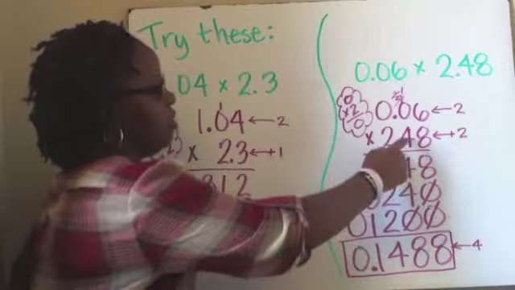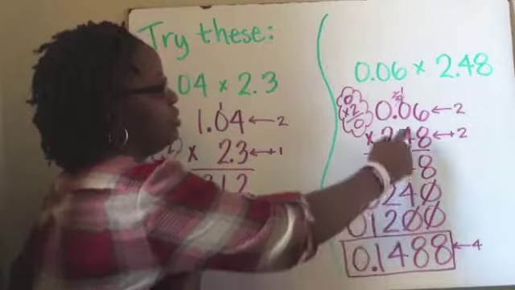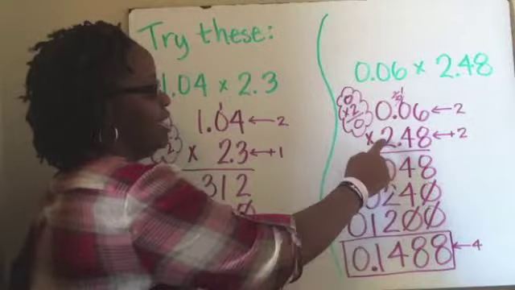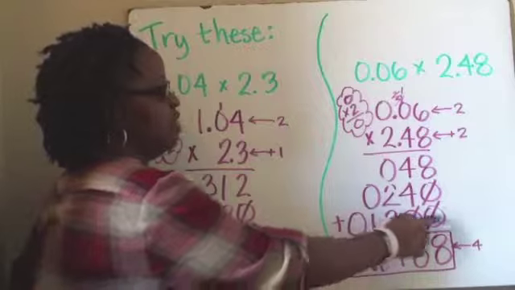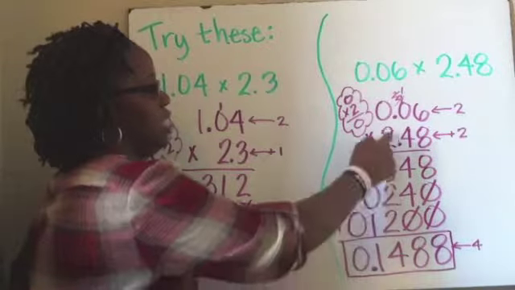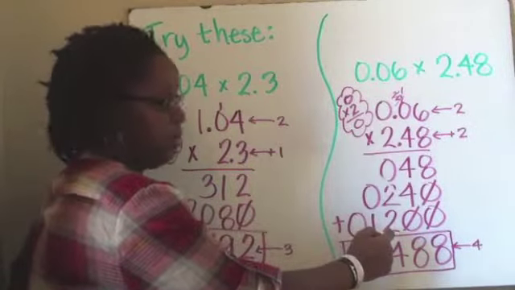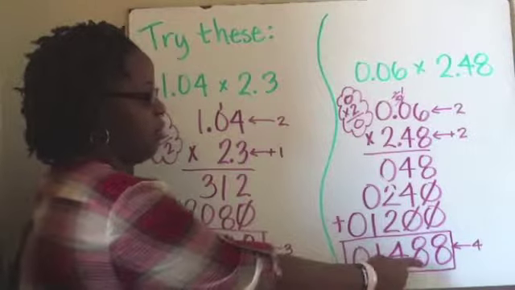Remember that when we get to multiplying by this 4, I need a placeholder starting underneath the 4. When I get to multiplying by this 2, I have to put 2 zeros or 2 placeholders and start my multiplication underneath the 2. Okay? So I had 0, 1, 4, 8, 8.